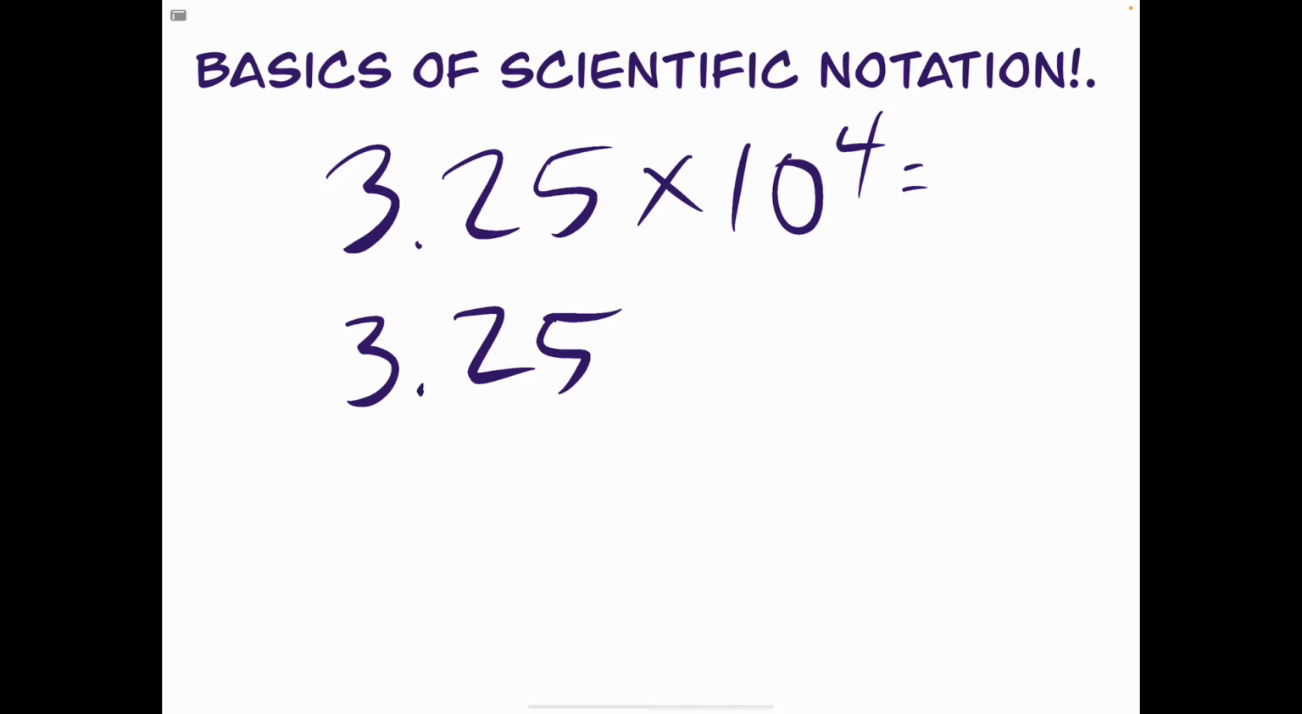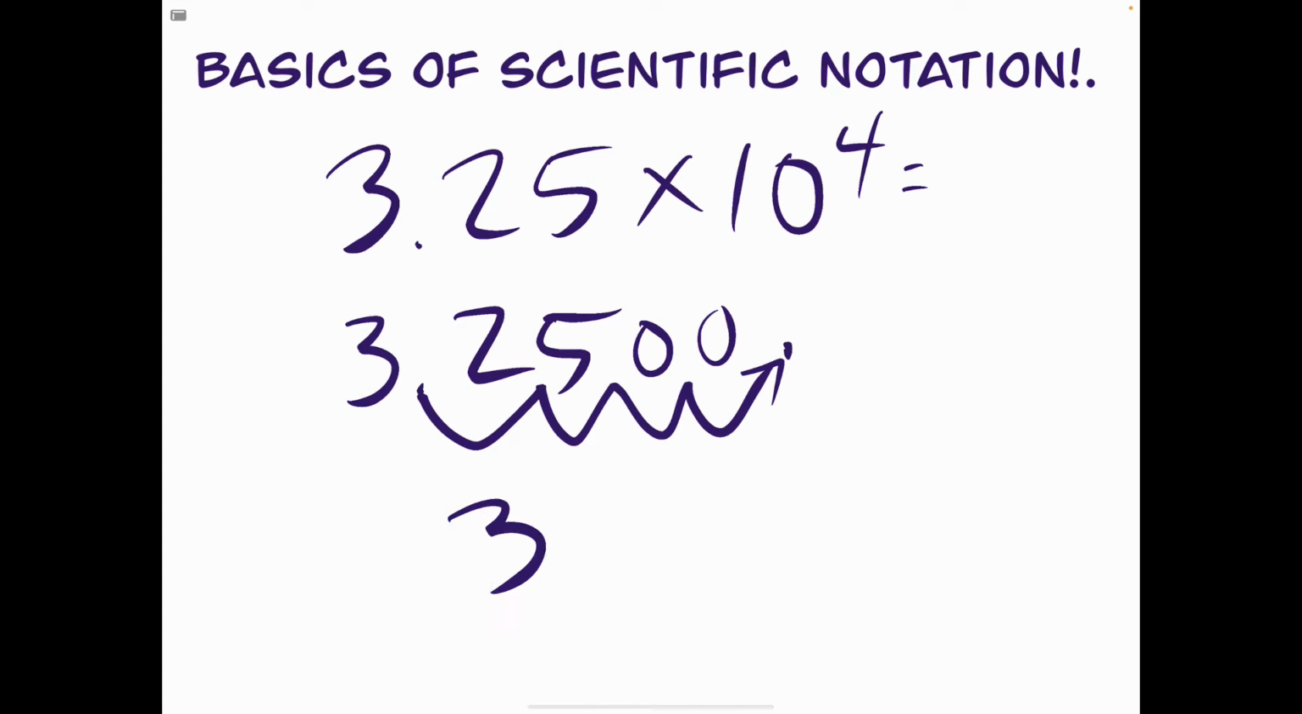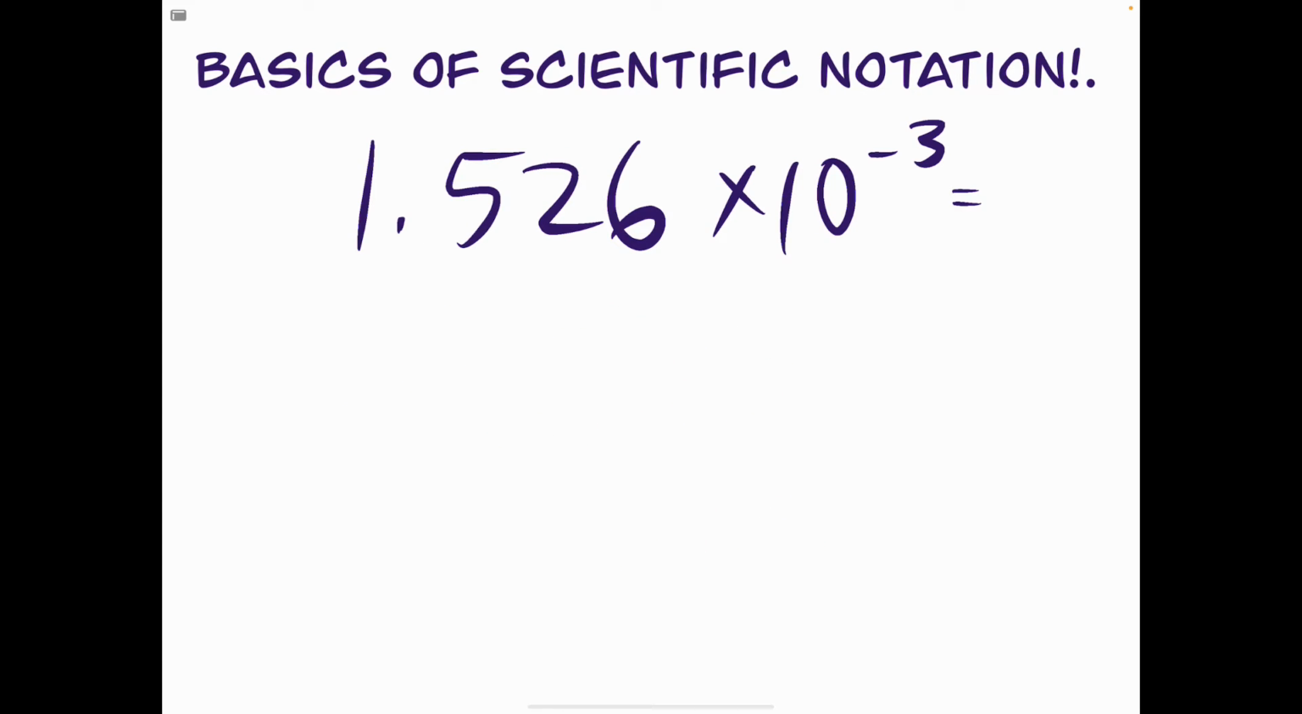Alright, so 3.25, if we want to write it in standard notation, we have to multiply by 10 4 times. So every time we multiply by a positive power of 10, we're going to shift the decimal point one time. 1, 2, 3, 4. So our decimal point should end up over here. We add in those placeholder zeros, and then our answer in standard notation would be 32,500. So this number is not too large, so it might even be easier to write the number as normal instead of in scientific notation, but it's just to get the idea of what's happening.